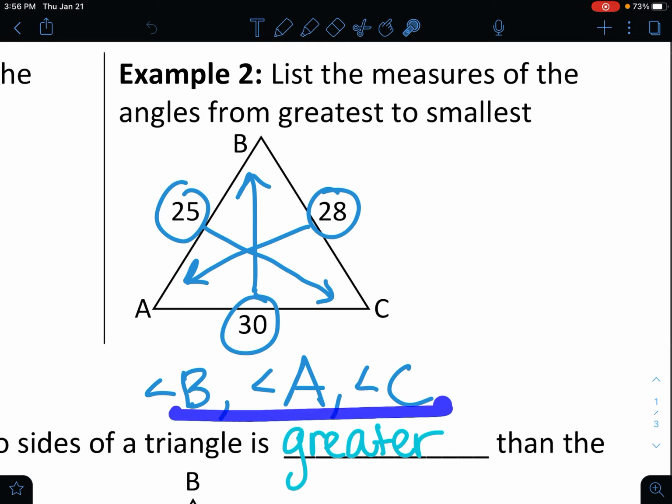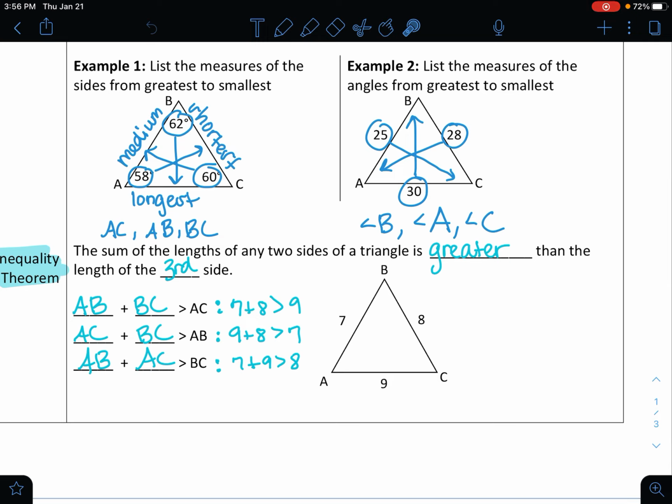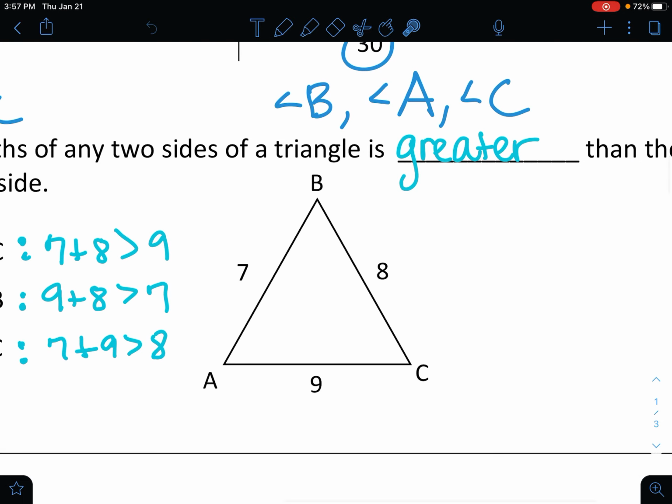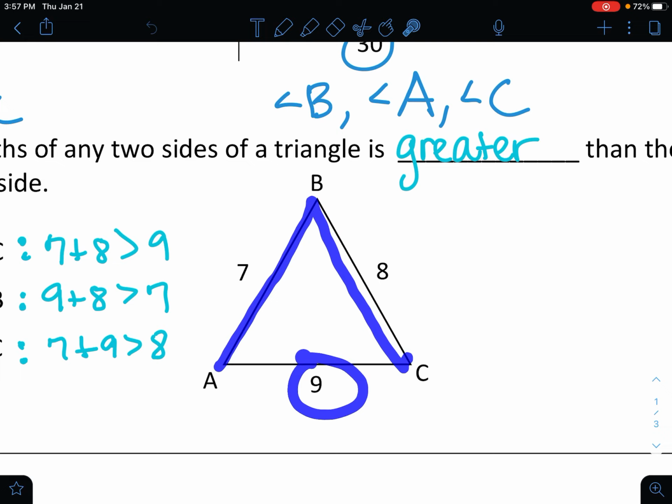All right, let's see. Triangle inequality theorem is next. The sum of the lengths of any two sides of a triangle is greater than the length of the third side. I'm not even going to look at that because that's just going to confuse y'all. You can look at it if you want to. So basically we're just saying, if you take these two sides and add them together, it's going to be a number greater than 9. It has to be. Otherwise, it wouldn't make a triangle.